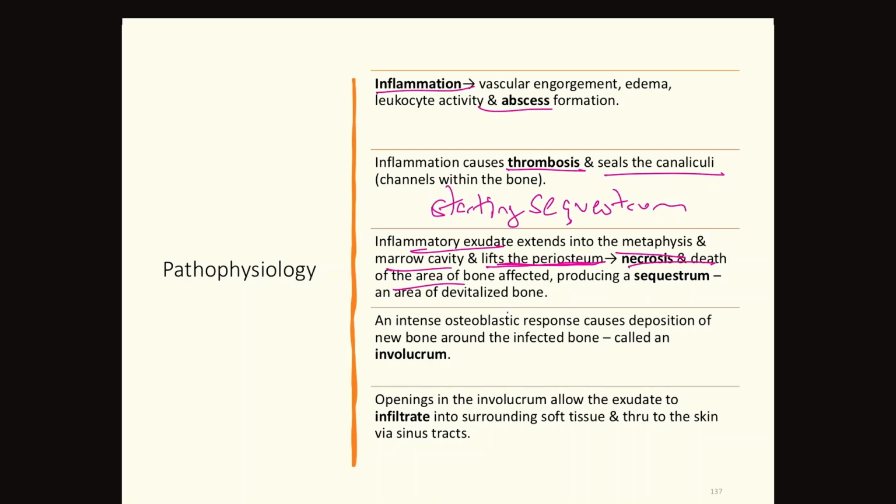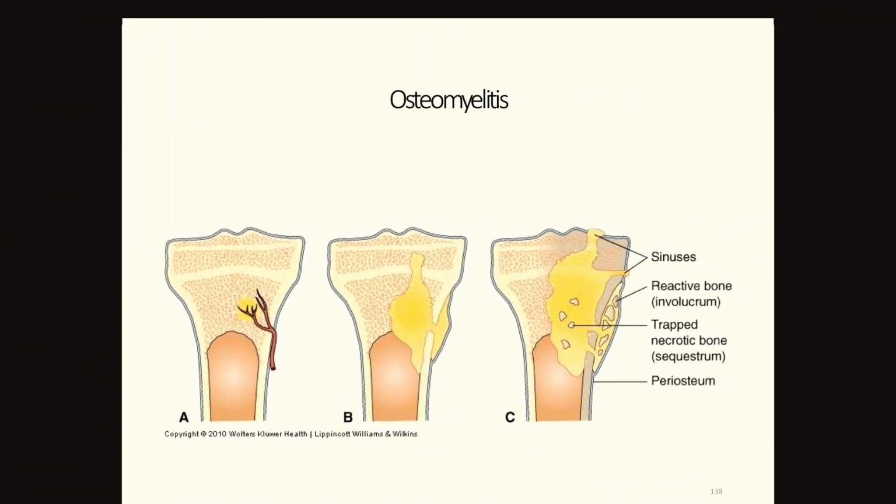The intense osteoblast activity response is called an involucrum. So the involucrum is new bone being formed in an area to replace the dead one. And we get these little openings in the involucrum, allowing exudates to infiltrate the surrounding soft tissue. So this is how we get from the bone to the tissue around it, resulting in that picture I showed you at first with the macerated skin, because it went from the bone through these little canals, these little sinusoids, to the soft tissue, and eventually worked its way up to the skin.